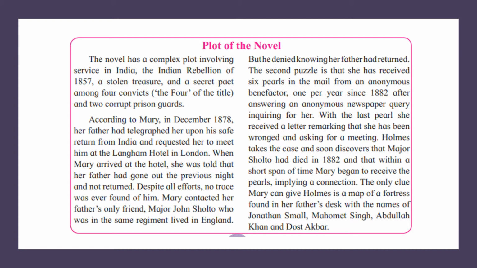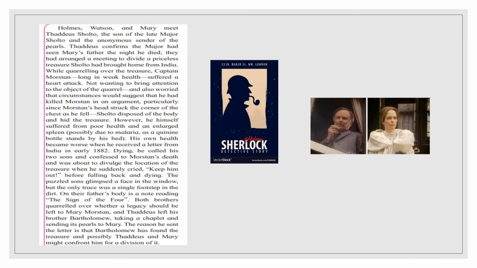The only clue Mary can give Holmes is a map of a fortress found in her father's desk with the names of the four convicts, that is, Jonathan Small, Mohammed Singh, Abdullah Khan, and Dost Akbar. Hence the title, The Sign of Four. Holmes, Watson, and Mary meet Thaddeus Sholto, the son of the late Major Sholto and the anonymous sender of pearls. Thaddeus confirms the Major had seen Mary's father that night he died.